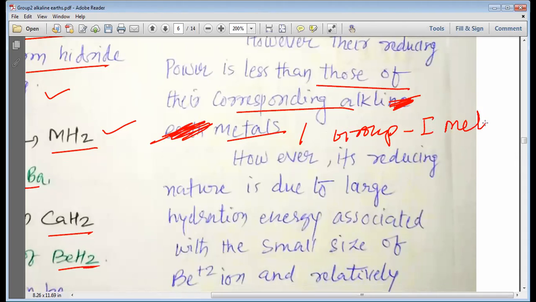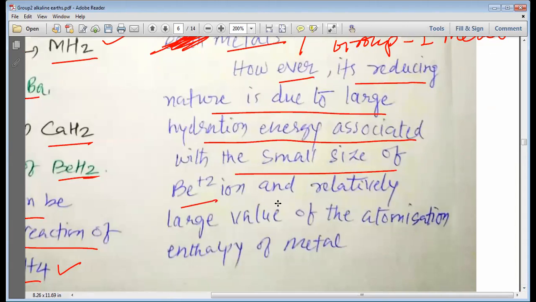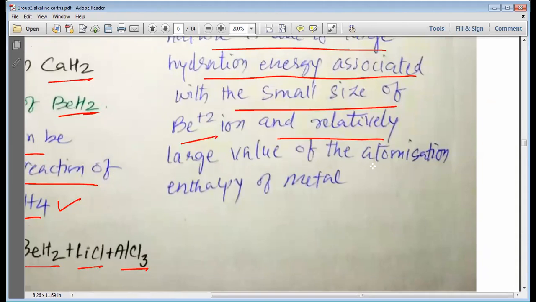So group 2 metals have a lesser reducing power or lesser reducing character as compared to the group 1 metals. However, their reducing nature is due to the large hydration energy associated with the small size of the Be+2 ion and the relatively large value of atomization enthalpy of the metal. So the highest value is there with beryllium.